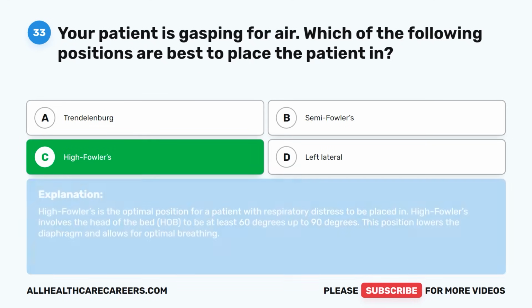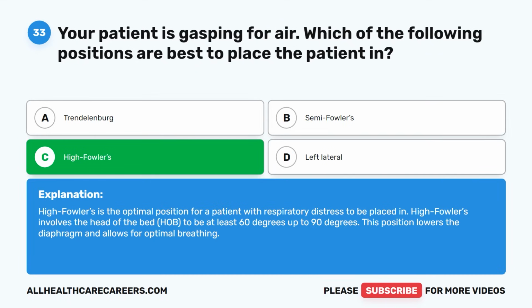High Fowler's. High Fowler's is the optimal position for a patient with respiratory distress to be placed in. High Fowler's involves the head of the bed, HOB, to be at least 60 degrees up to 90 degrees. This position lowers the diaphragm and allows for optimal breathing.